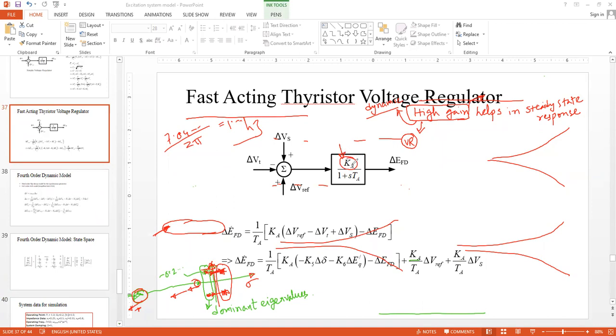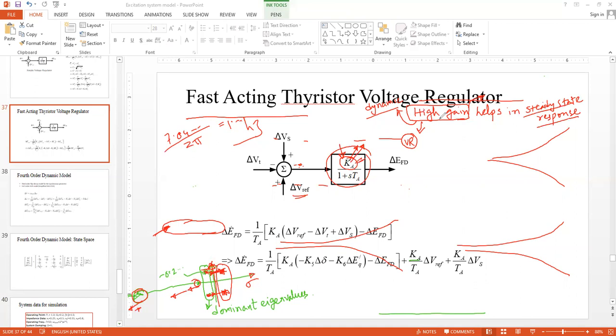So this gain actually helps in enhancing whatever error you have here, del VT minus del VREF or del VREF minus del VT. So high gain over here helps in your steady state analysis or steady state response. But the high gain over here actually hampers the dynamic response. So we are actually in a dilemma. Okay, so what to do?